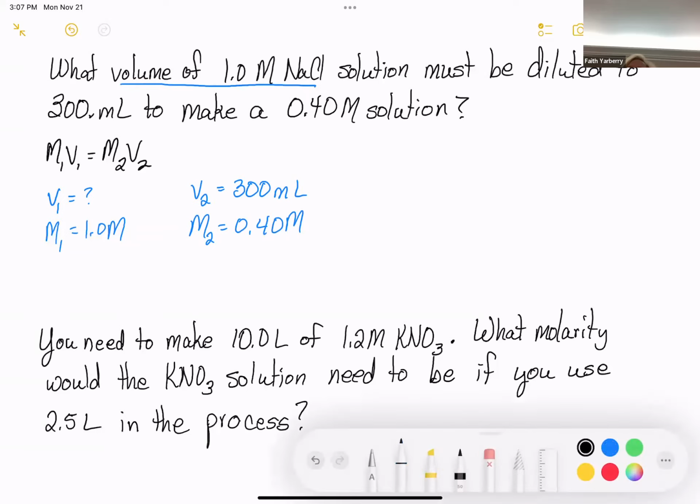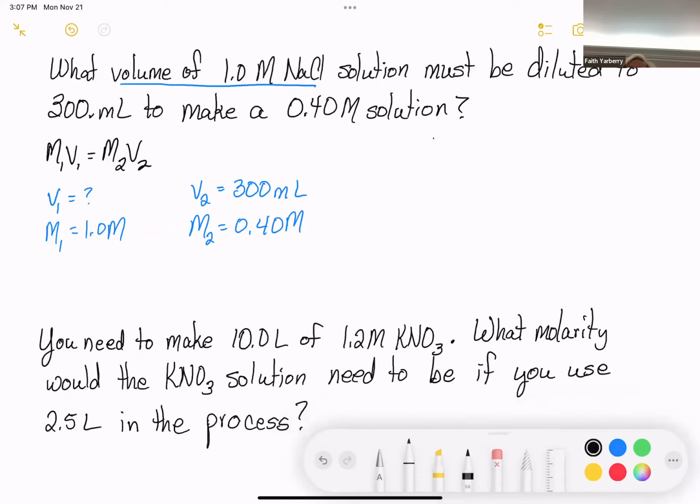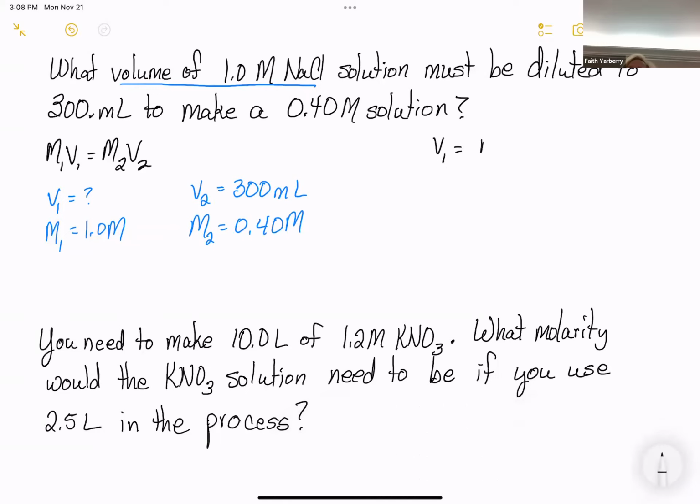Taking our equation and rearranging it to solve for the desired variable, our V1 would equal M2 V2 over M1. Now, before I plug everything into the equation, the only other thing I do is make sure that all my units are matching. Molarity, great. And volume, since one of them is a question mark, it doesn't matter.